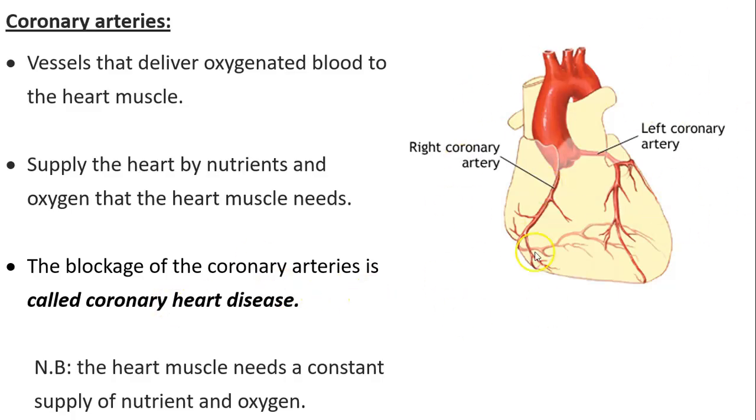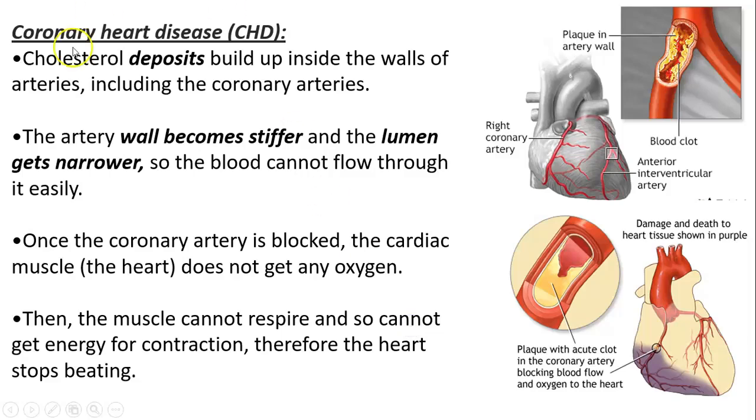So any blockage, anything that stops enough blood supply into the coronary arteries, is called coronary heart disease. Since the heart muscle needs a constant supply of nutrients and oxygen, if coronary heart disease occurs, it will cause a huge problem because we cannot live without our heart beating and doing its own job. So what might happen in order for this blockage to happen?